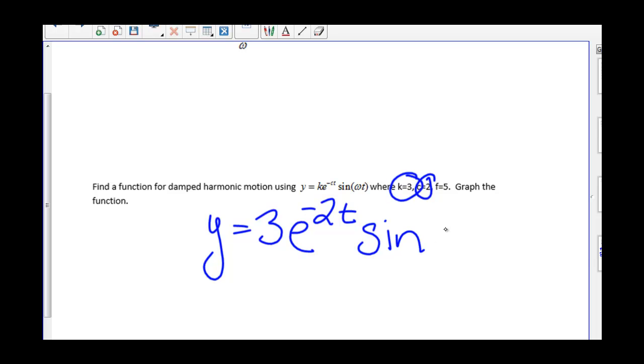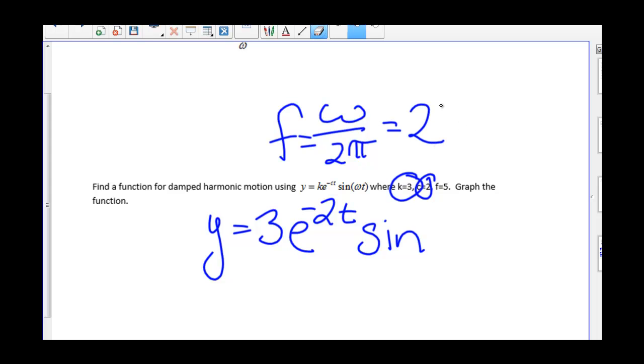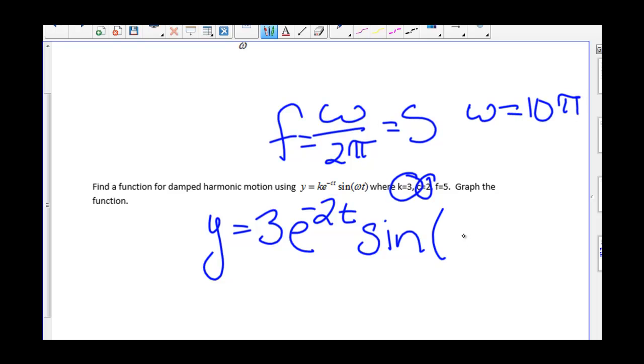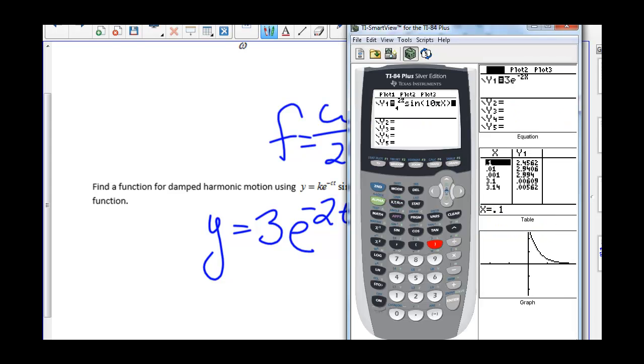Now we have to find omega, and we were given the frequency, which is omega over 2 pi. So we have that equals 5. So omega equals 10 pi. So we have sine of 10 pi t, and that's our function. And then it asks us to graph. And here's a graph of our harmonic motion.